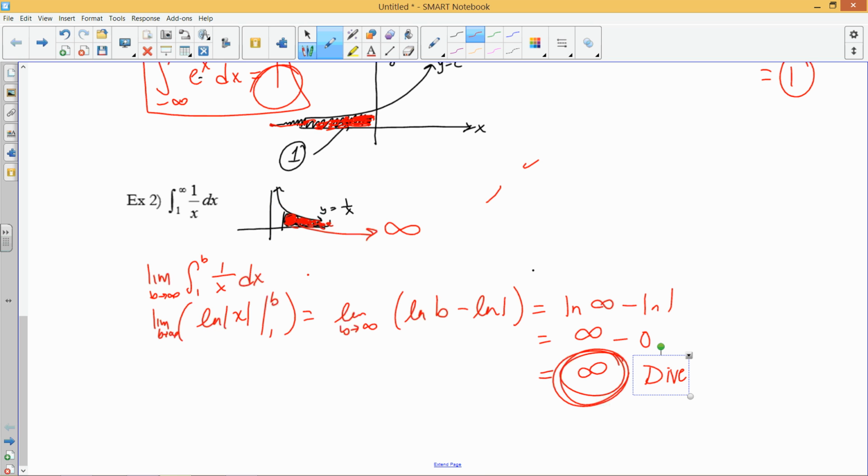One more thing I want to say about this infinity. Sometimes when we have an improper integral that goes to infinity, we'd like to say it diverges, meaning it doesn't converge to a value, it diverges toward infinity. All right, turn the page.